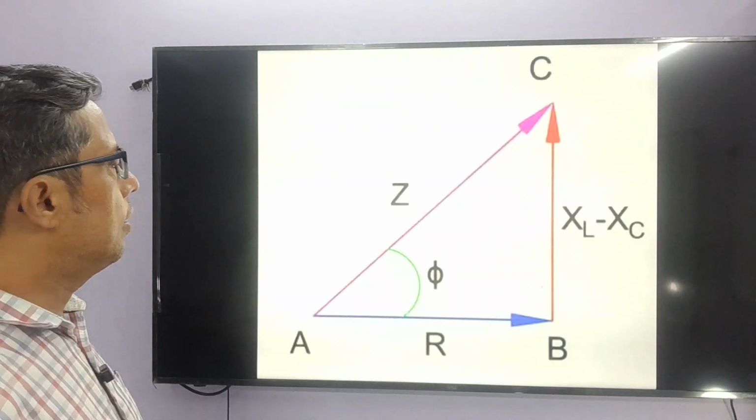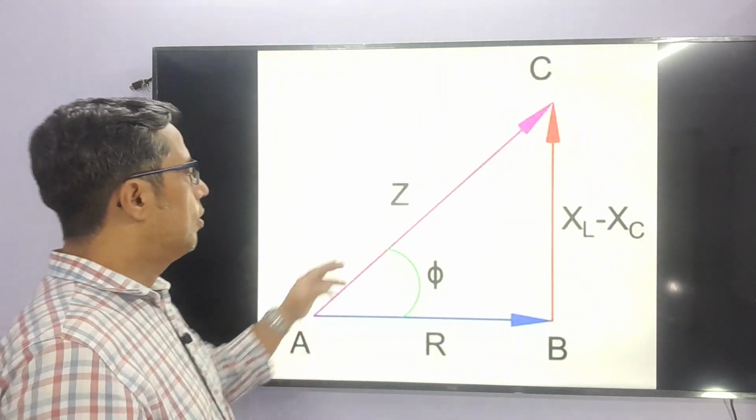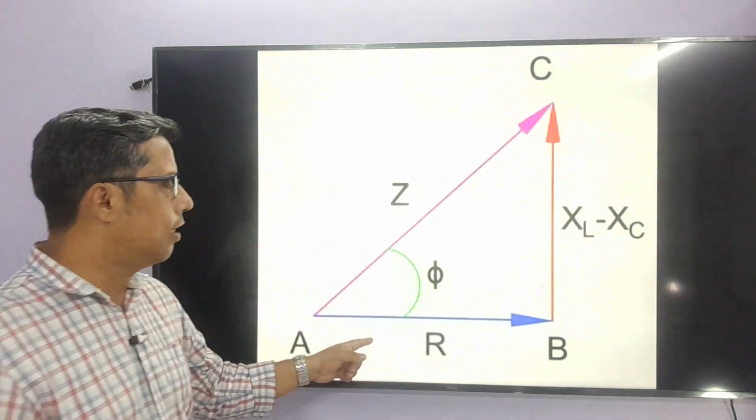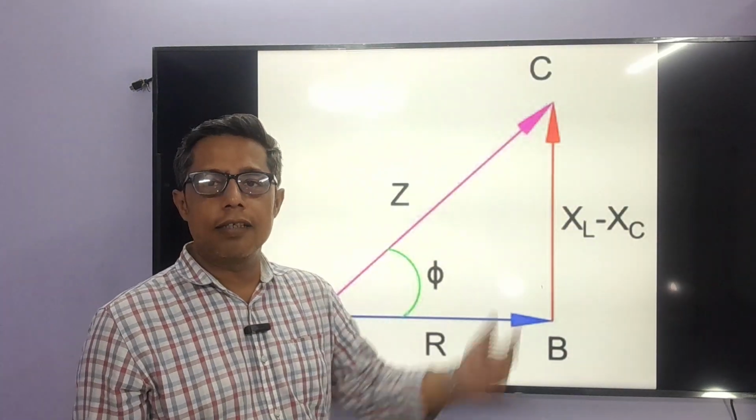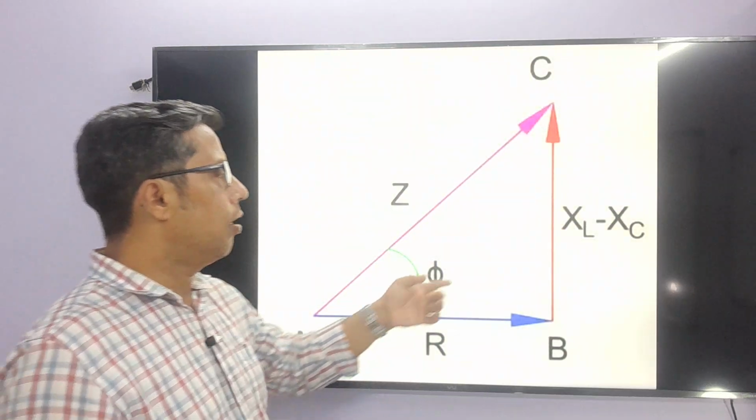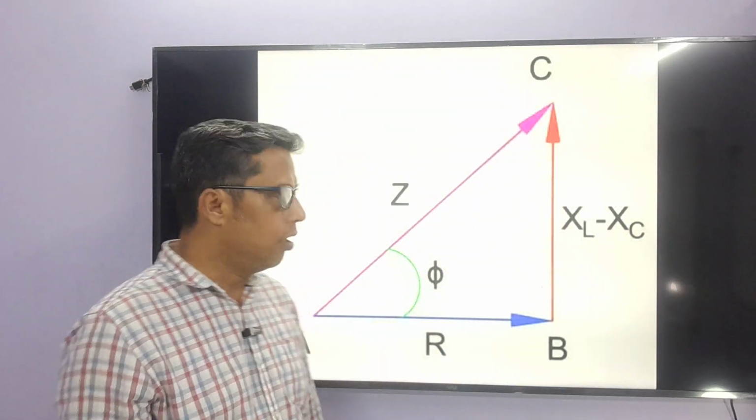Okay, fine. So this is the impedance triangle we have. This is the impedance, this is the resistance, and this is XL, the inductive, and the capacitive part. So XL minus XC. Why is it coming? Because they are in opposite phase. I already told you, right?